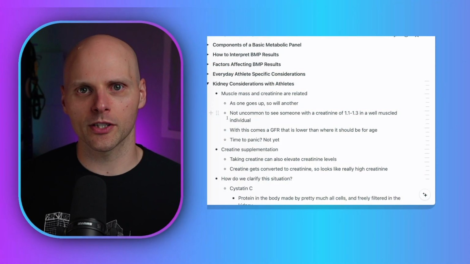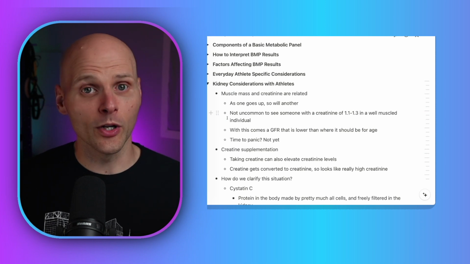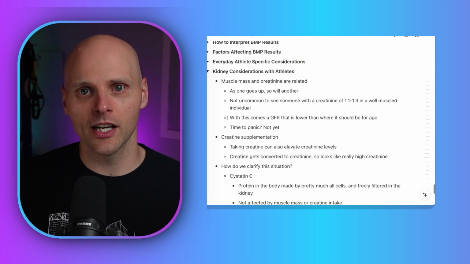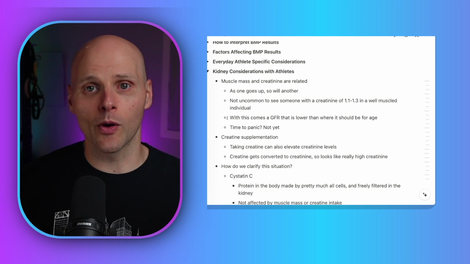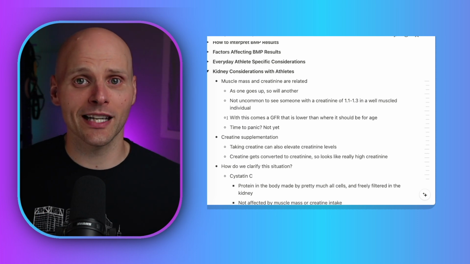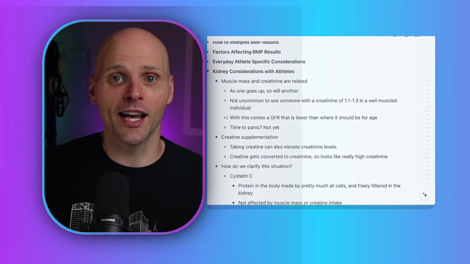But real quick, I also want to talk about creatine supplementation. We know that taking creatine can increase creatinine levels. So creatine gets converted to creatinine in the body, so it will look like you have really high creatinine. Once again, that can be a scary thing when you're saying, hey, I have a high creatinine. That might indicate that my kidneys aren't working well. Well, what do we do? Now let's talk about some of the nuance behind that.